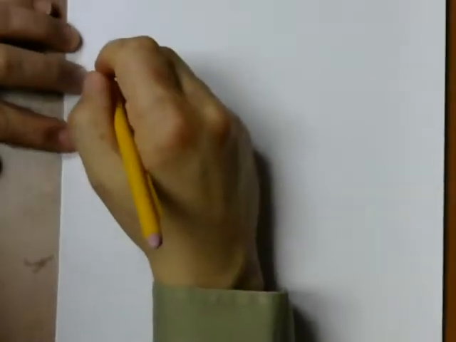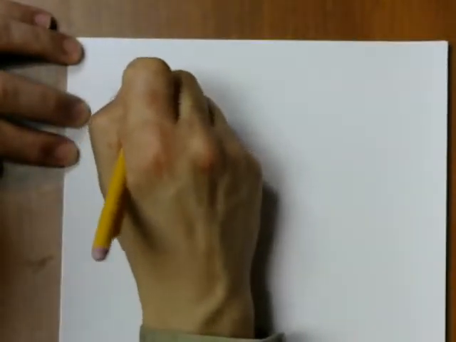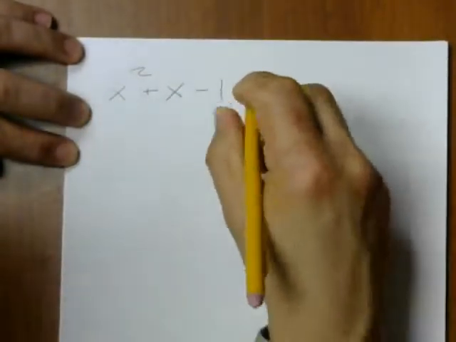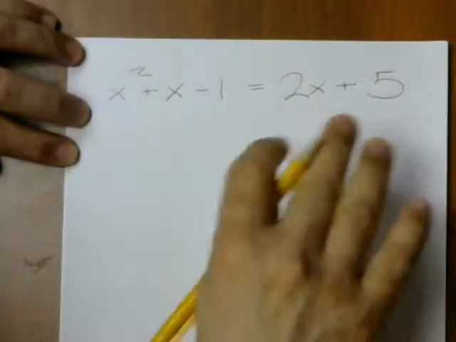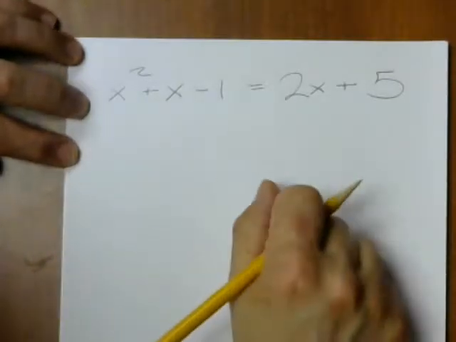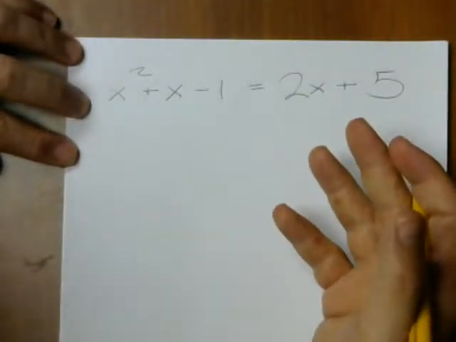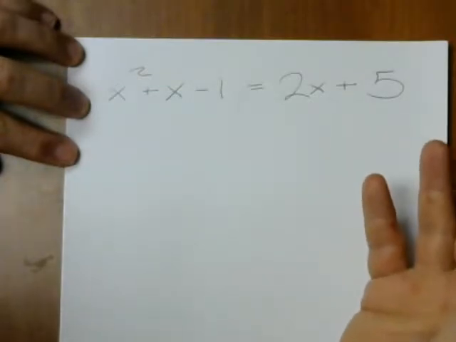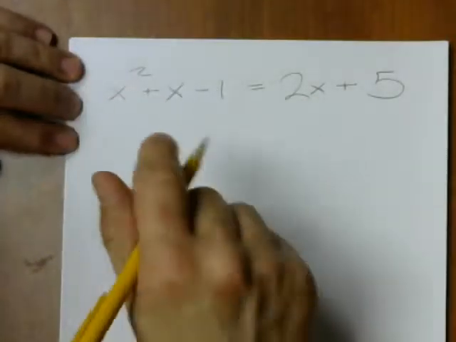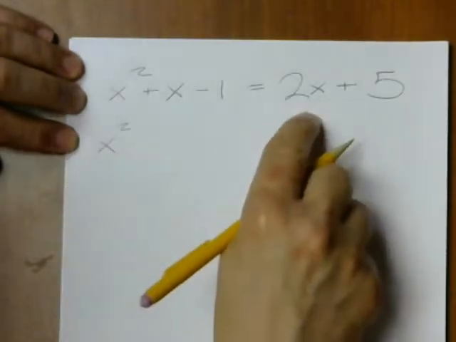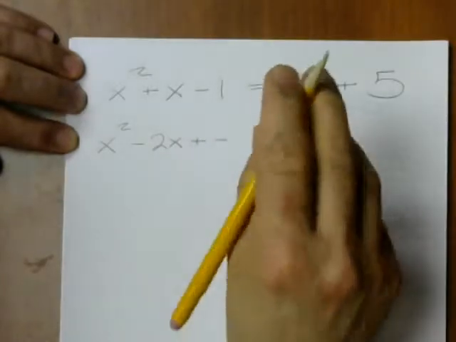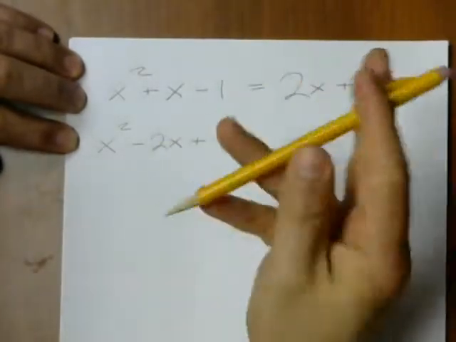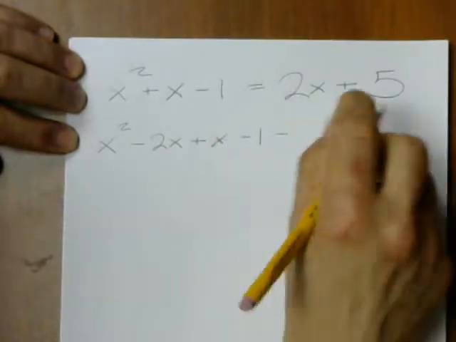Let's try one more. Let's try solving something like x squared plus x minus 1 equals 2x plus 5. So we have this linear thing on the right, a quadratic on the left, but once we move everything over to one side, we're going to have a quadratic equation. So what side? Well, let's move everything over to the left side. I'll subtract 2x. And I'll subtract 5.